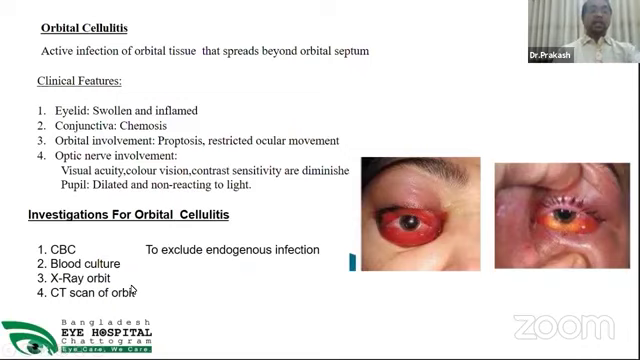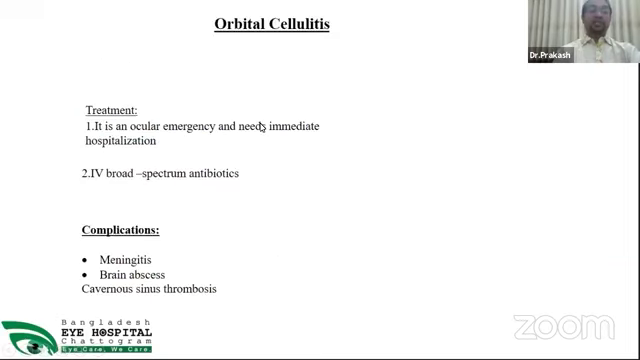And if you suspect orbital cellulitis, one should refer the patient to a tertiary hospital for immediate management. It demands intravenous broad spectrum antibiotics. As for the complications of orbital cellulitis, the infective focus can spread to the brain and cause meningitis, brain abscess, cavernous sinus thrombosis, even death.